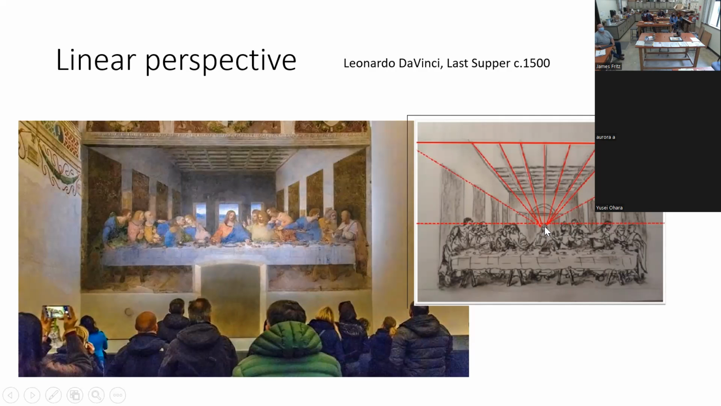Linear perspective organizes space in terms of observation, and so we have the ground and we have the air, the sky divided by the horizon line.